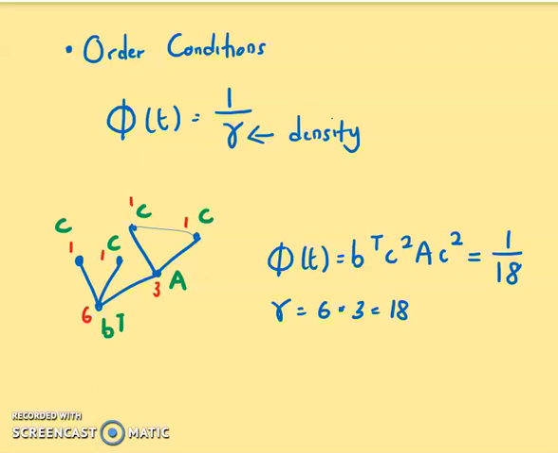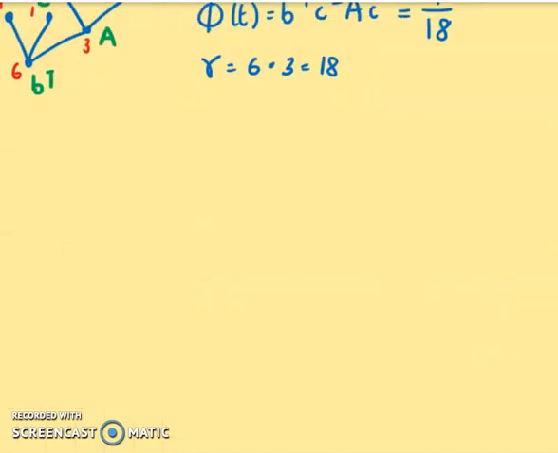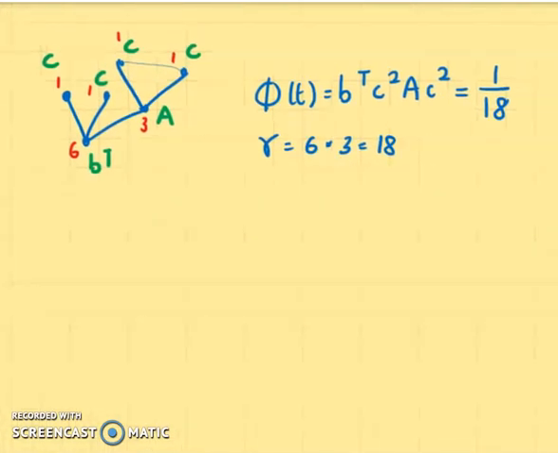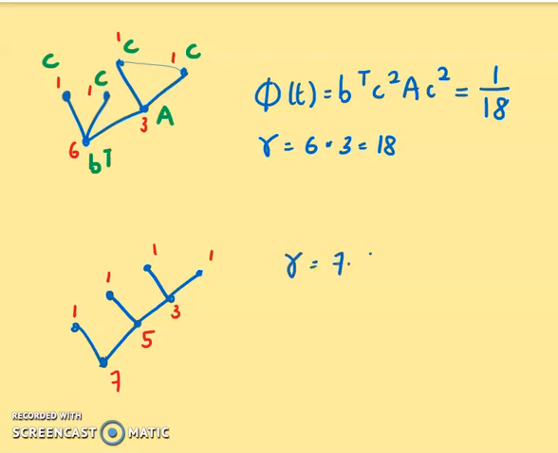Okay, let's look at one more example. Let's look at this tree here. Okay, so let's count the density. 1, 2, 3, 4, 5, 6, 7. 1, 1, 2, 3, 4, 5. 1, 1, 2, 3, 1, 1. So my gamma, the density, will be 7 times 3 times 5, which is 35 times 3, I think it's 105.